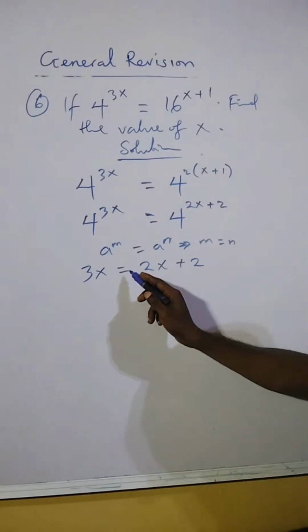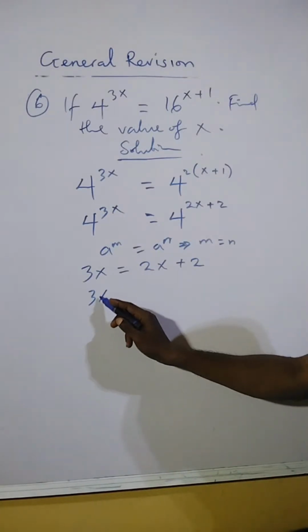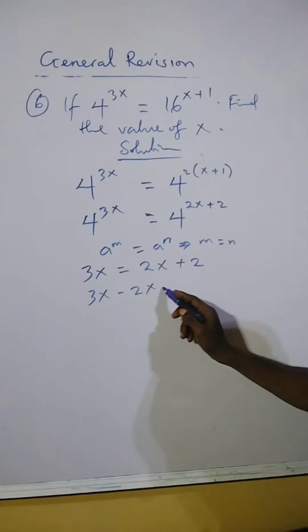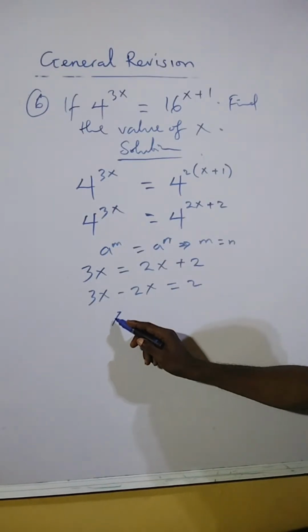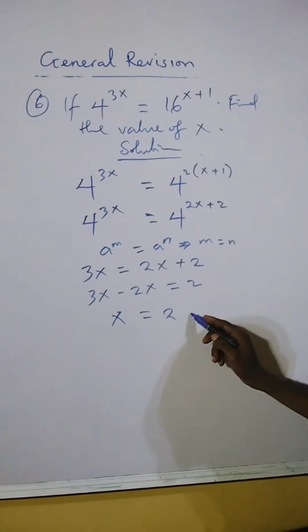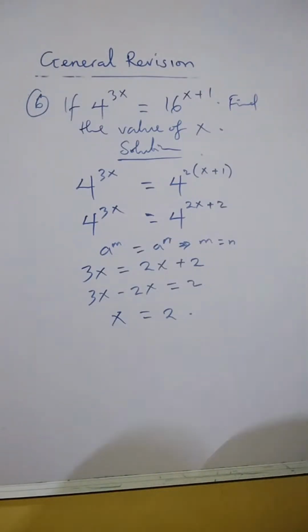And when you collect like terms, just take 2x here. Therefore 3x minus 2x equals to 2, and x is equals to 2. So that is that for that here.